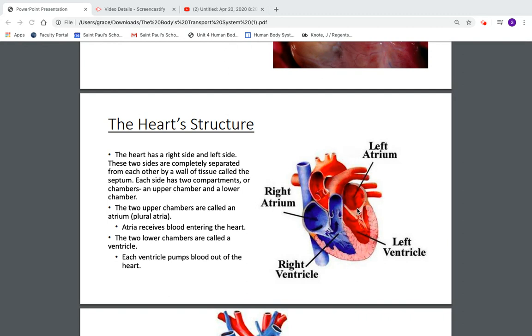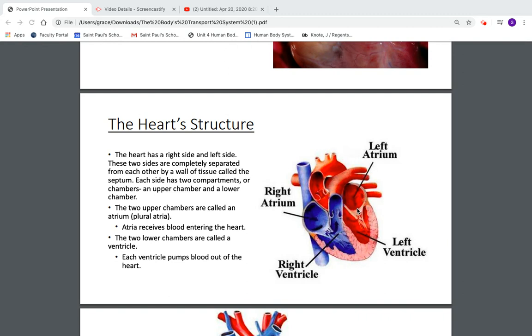And then each side has two compartments or chambers. So the left side of the heart has an upper chamber called the atrium and a lower chamber called the ventricle, and so does the right side. Atria are responsible for receiving blood that enters the heart.